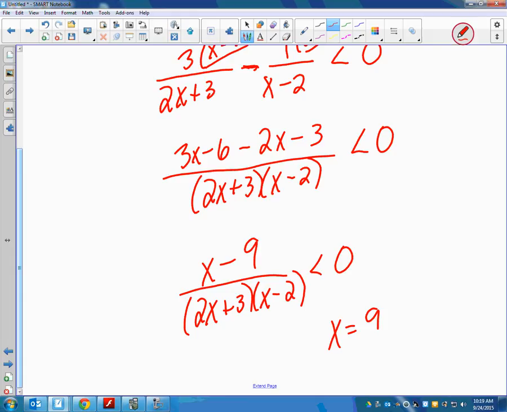But remember, you also have to exclude what makes the denominator equal to zero, what's undefined in the problem. So you also have to set each thing in the denominator equal to zero. So that would mean that you could not have x equal to 2, and it would also mean that you could not have x equal to negative 3/2. So then you take all of those answers and you make your number line.